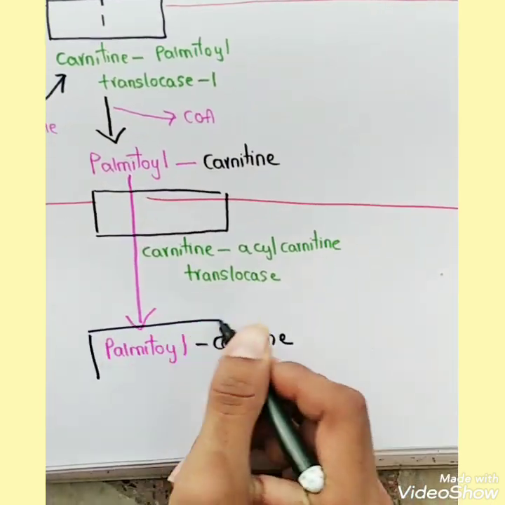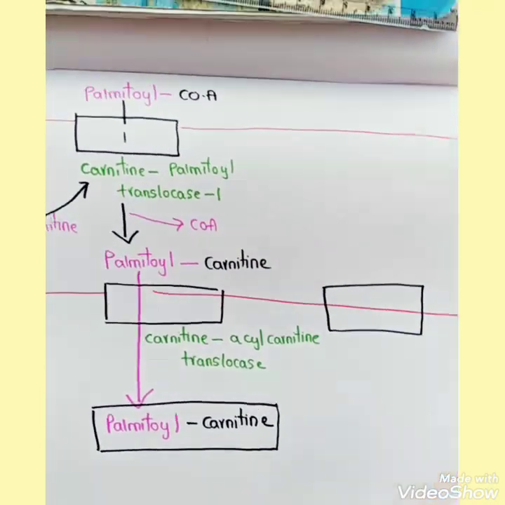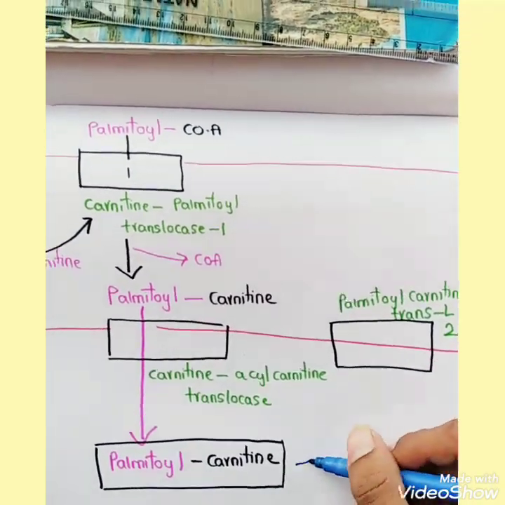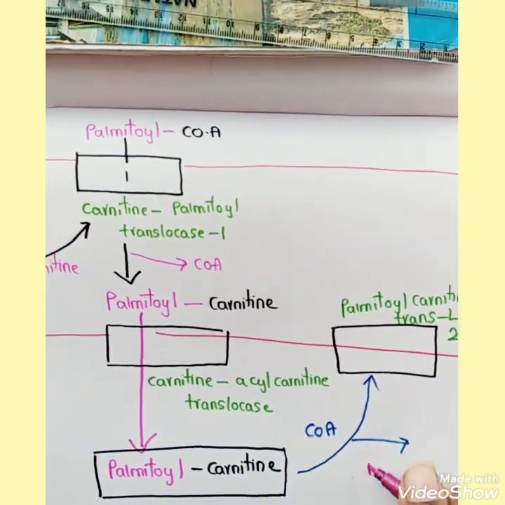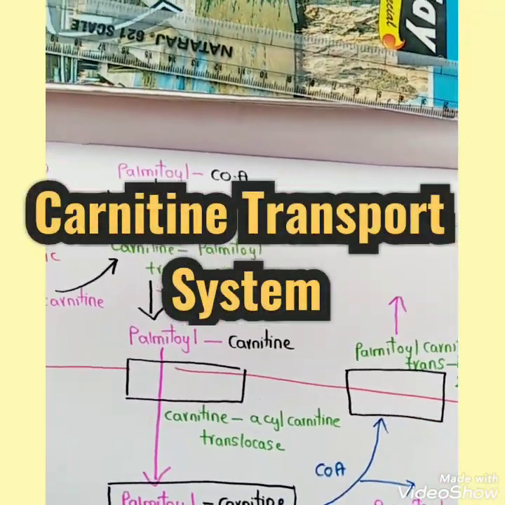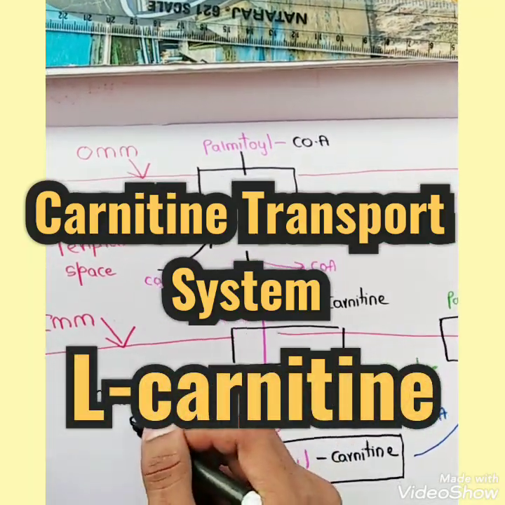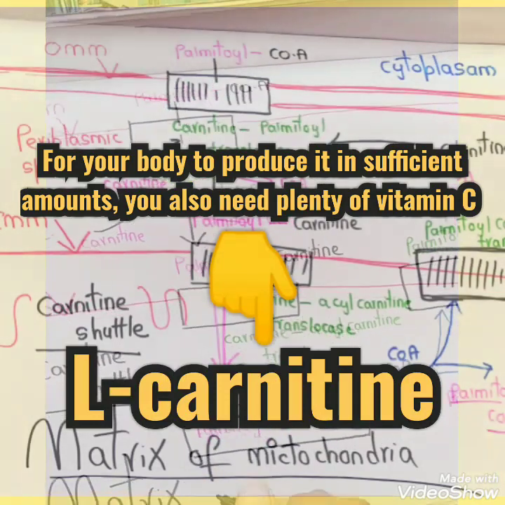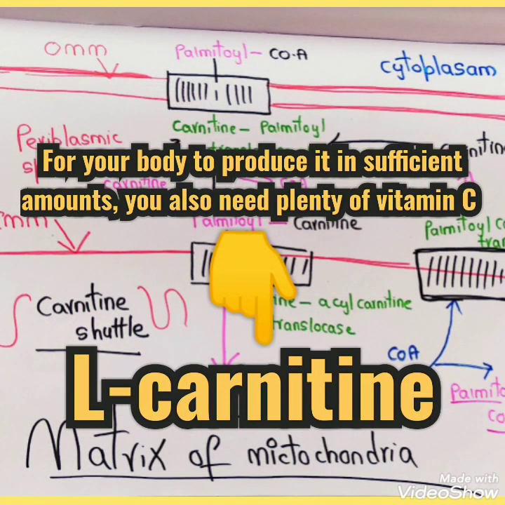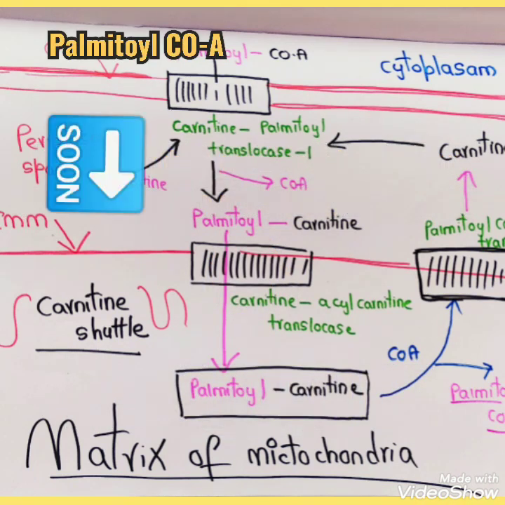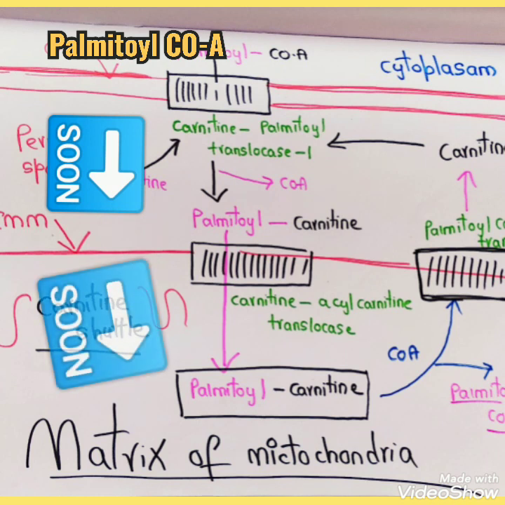But this carnitine has to be pumped back into the periplasmic space. For this, carnitine palmitoyl translocase 2 transports the carnitine back, forming the palmitoyl-CoA. The carnitine can be reused in this process. This entire thing is called a carnitine shuttle. This entire mechanism is called the carnitine transport system, and the substance used here is L-carnitine. For your body to produce this L-carnitine, you need a sufficient amount of vitamin C, so don't neglect your vitamin C.